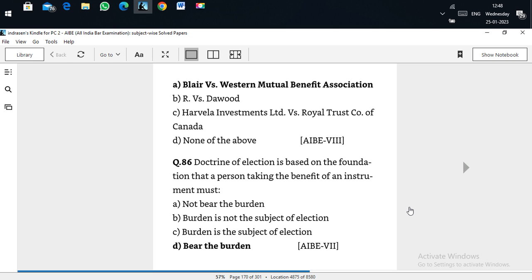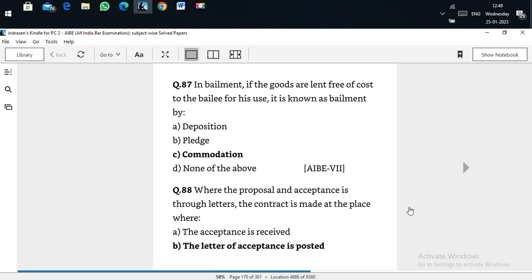The doctrine of election is based on the foundation that a person taking the benefit of an instrument must bear the burden. In a bailment, if the goods are lent free of cost to the bailee for his use, it is known as commodatum. Where the proposal and acceptance are through letters, the contract is made at the place where the letter of acceptance is posted.